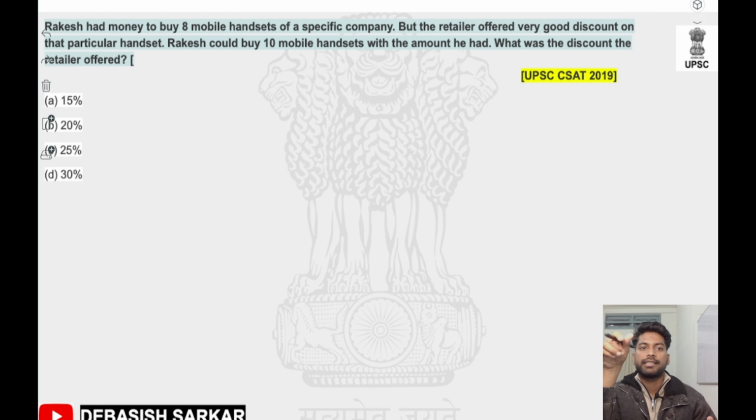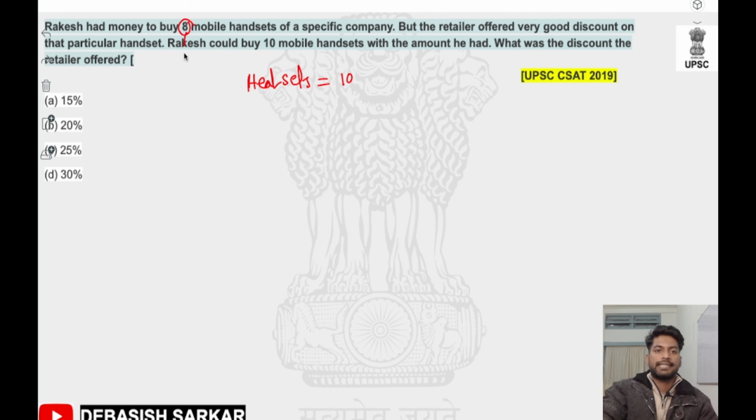Rakesh had money to buy 8 mobile headsets of a specific company, but the retailer offered a very good discount on the particular headset. Rakesh could buy 10 mobile headsets with the same amount of money. What was the discount the retailer offered? Just assume the headset price was 10. Now if Rakesh wants to buy 8 headsets, what will he have to do? He will have to pay 80 rupees.